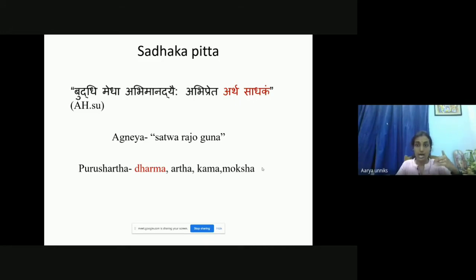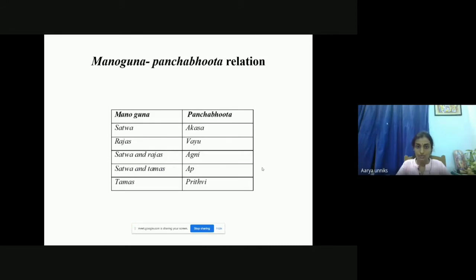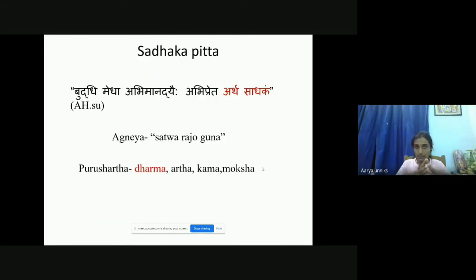Coming to abhipreta arthasadhakam: which all arthas are we going to attain? There can be Indriya arthas, Mano arthas, and Purusha arthas also. Attaining these needs the proper functioning of Sadhaka Pitta. That's what this line implies. Pitta is basically Agni. We have discussed the Panchabhuta relation of Agni and the Manoguna: Sattva Rajo Bahulam Agni. Pitta is Agneyam, and Sadhaka Pitta is also Agneyam. So Sattva and Rajas would be needed. Rather, Sattva and Rajas are the basic constituents of Manas that help in abhipreta artha sadhakam.